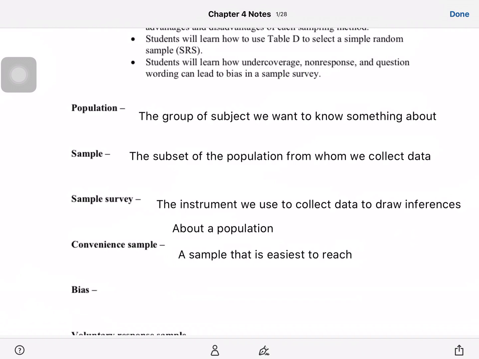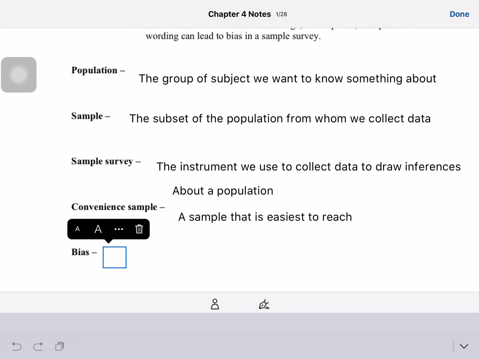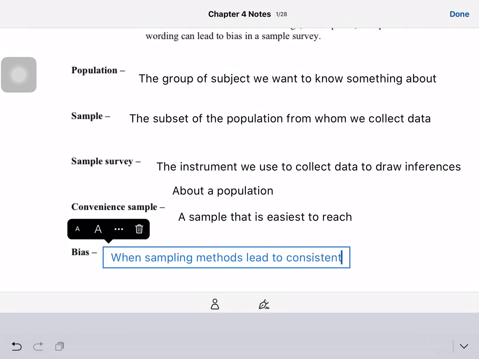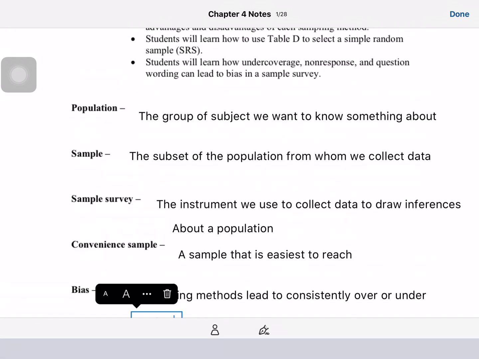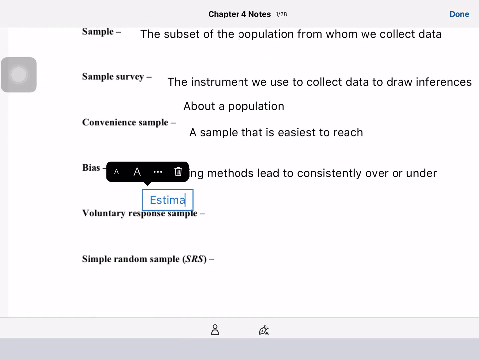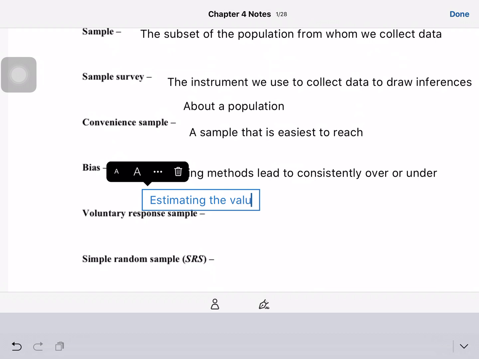When we start to do these sampling processes, all of these different sampling methods that we use to choose our samples can lead to some bias. And bias is something that consistently underestimates or overestimates the value you want to know. So this is when sampling methods lead to consistently over or under estimating the value you want to know.